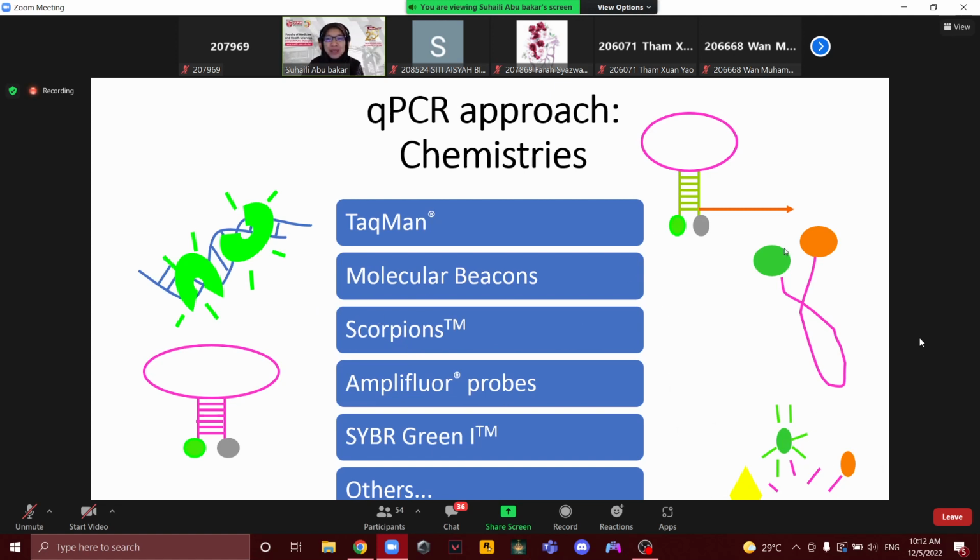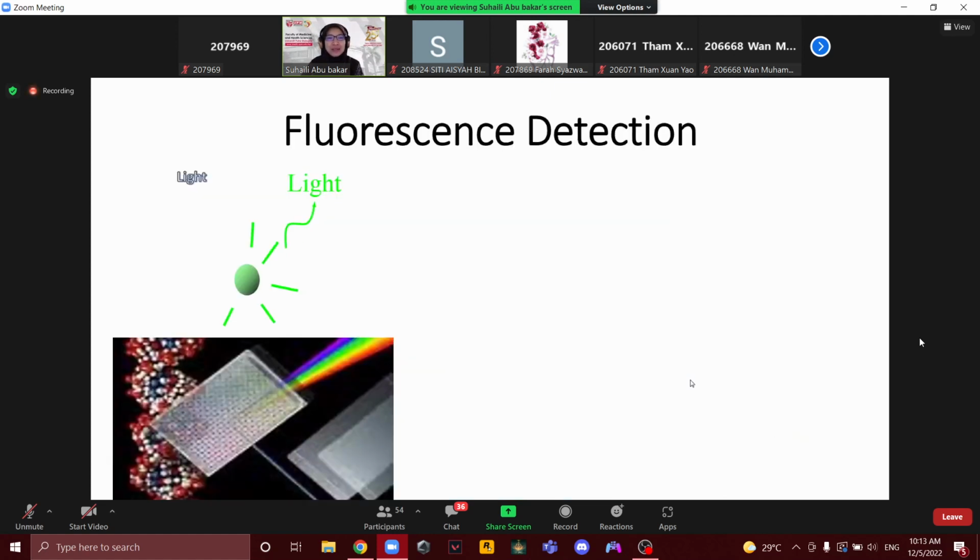Ini apa dipanggil? TaqMan yang mana? Which TaqMan? Which SYBR Green? So this one. Ini macam hydrolysis kan? Nampak macam dia ngap. Hydrolysis ngap. Makan. Hydrolysis, the lice. Okay, then this one SYBR Green. Okay, fluorescent detection. Sorry, not SYBR Green, not yet.